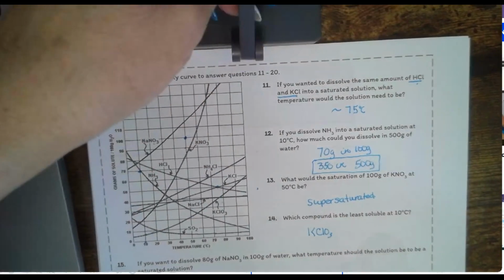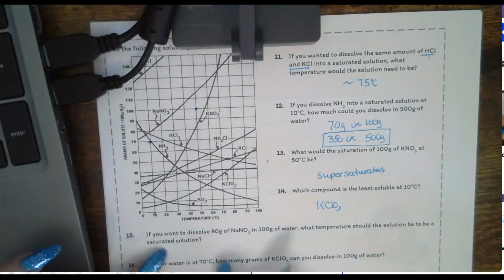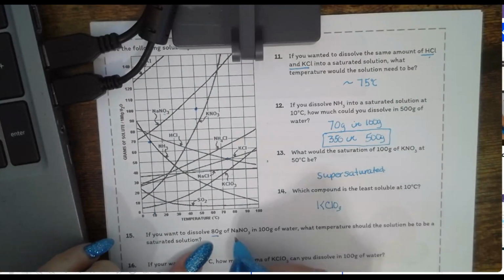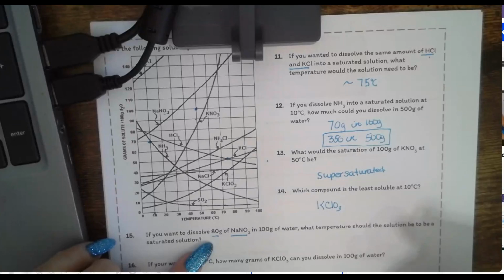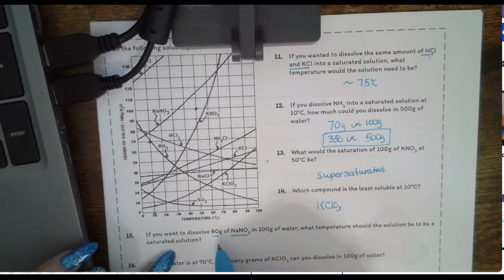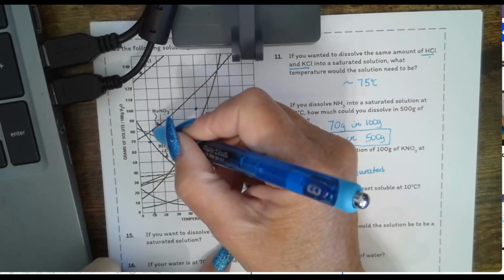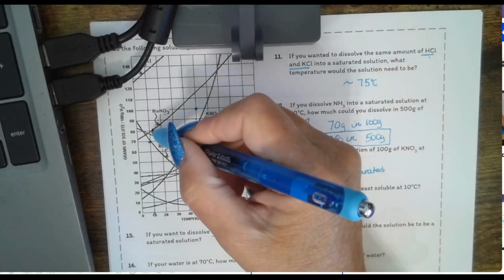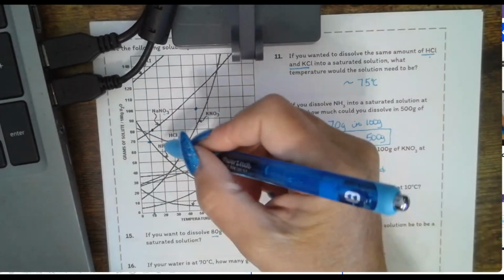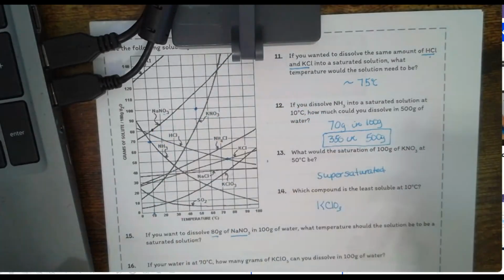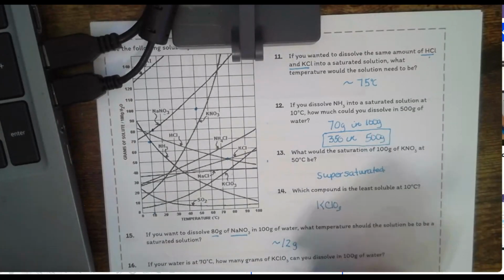All right, if you wanted to dissolve 80 grams of sodium nitrate in 100 grams of water, what temperature should the solution be to make a saturated solution? So 80 grams. I'm going to go over here and we're looking at NaNO3. So NaNO3 is here. So 80 grams of NaNO3, all right, it's going to be right there. We want to know how many grams can you dissolve. I'm going to say approximately 12 grams, okay, give or take. So if you said 11, if you said 13, I would count those as correct, okay.